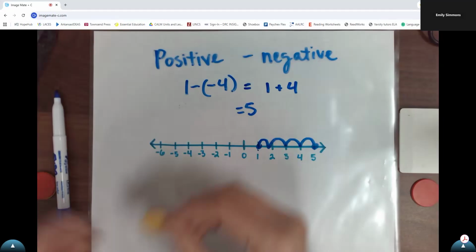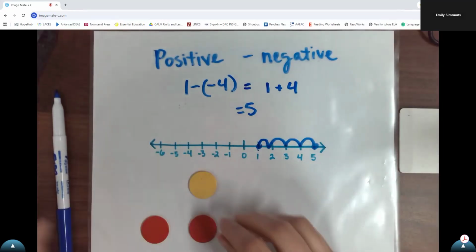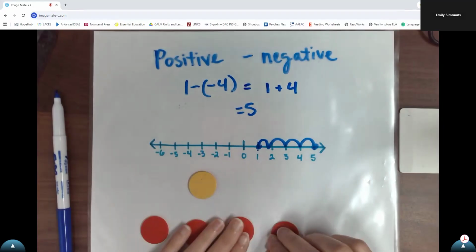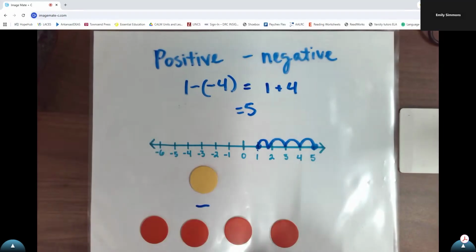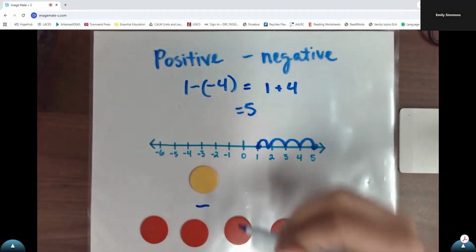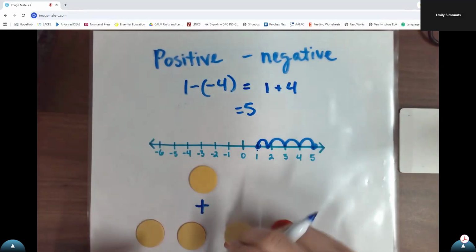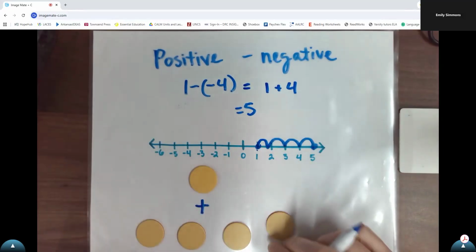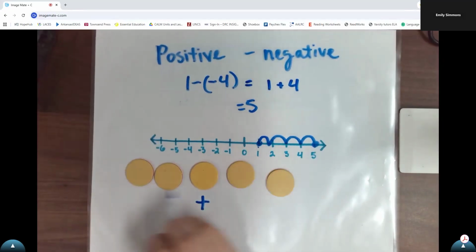Or with our counters, we start with positive 1 and negative 4. And this was a subtraction problem. But to combine counters, we need to have an addition. So we find the inverse of our second number, which becomes positive. Then we combine our counters and have 5.